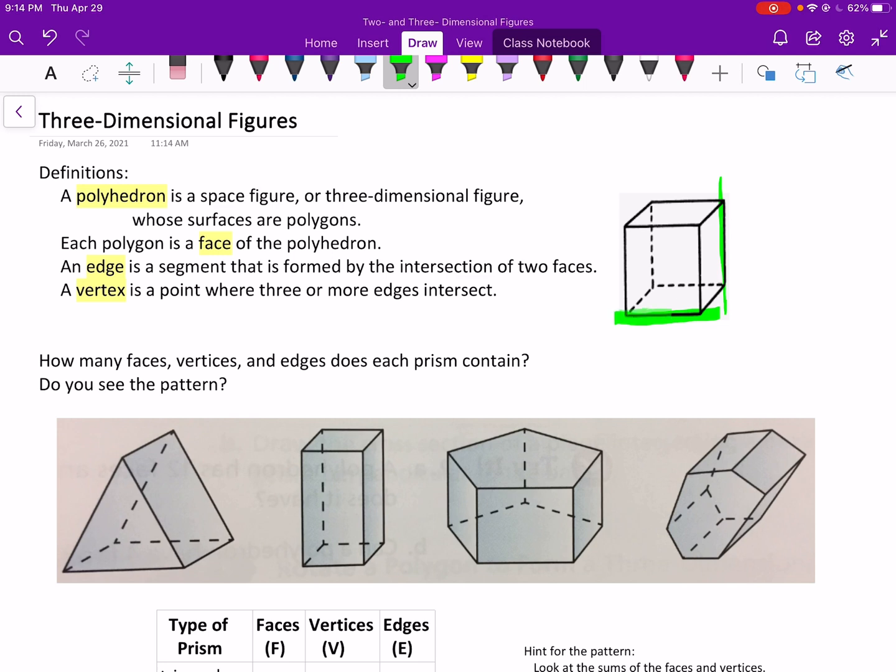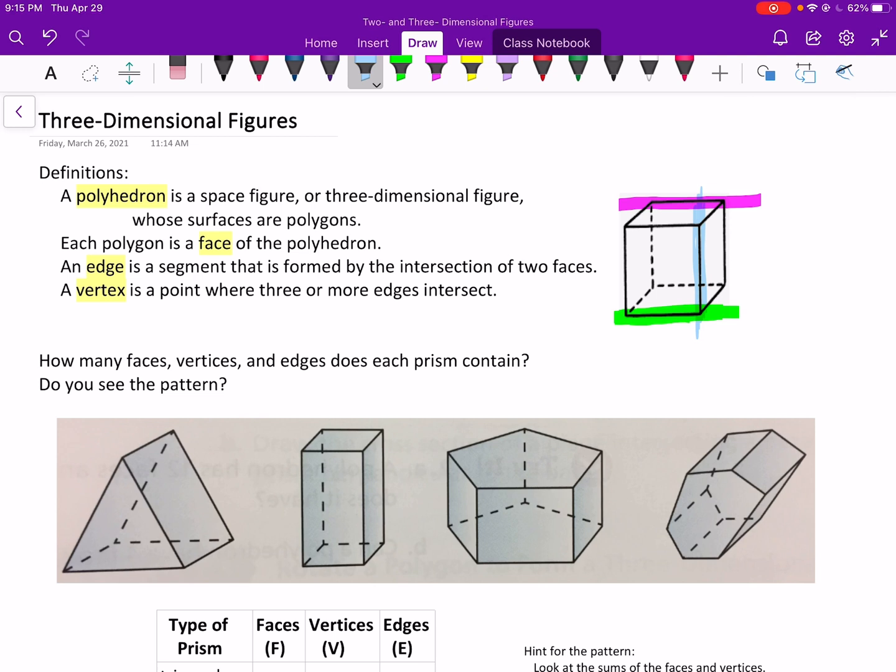So the front face and the bottom face intersect in that green highlighted edge. The top face and back face intersect in the pink one. We'll do one more. The front face and the face on the right intersect in that edge. So every time you get the intersection of two faces, you get an edge.